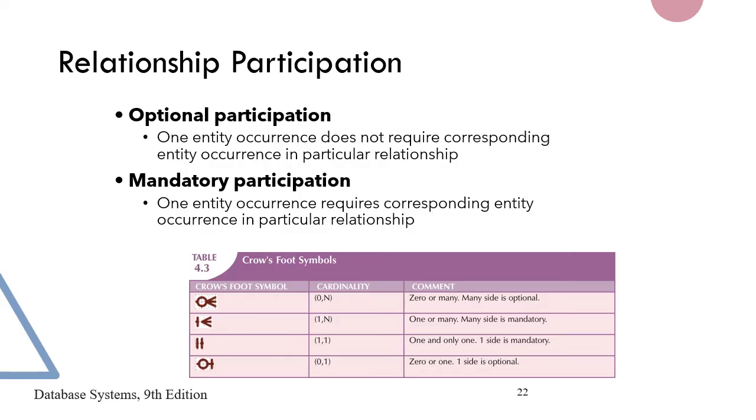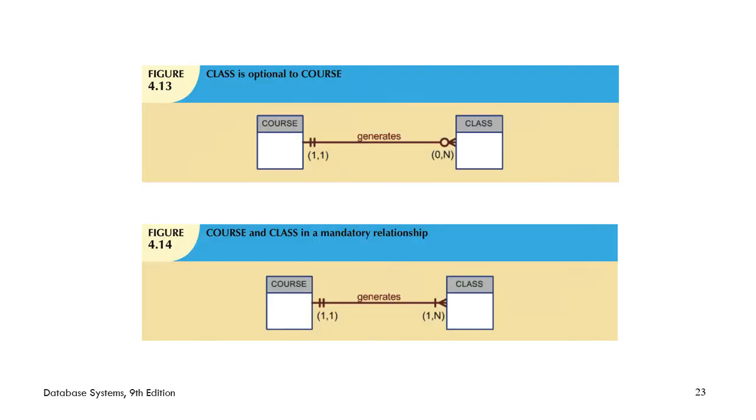So this one is a relationship participation. We have optional and also mandatory. This is the previous relationship participation. We have a class. Okay. The class is optional. Example, figure 4.13. Class is optional to the course. So it means that one course generates 0 to many classes.